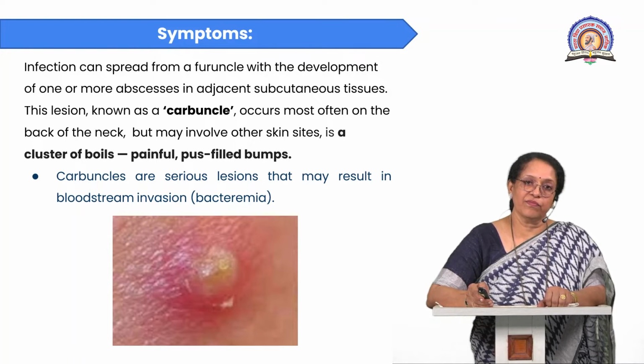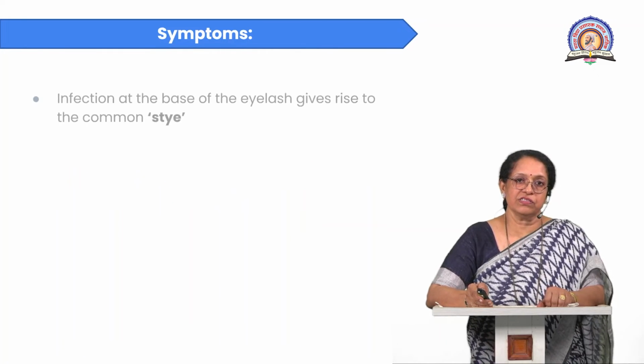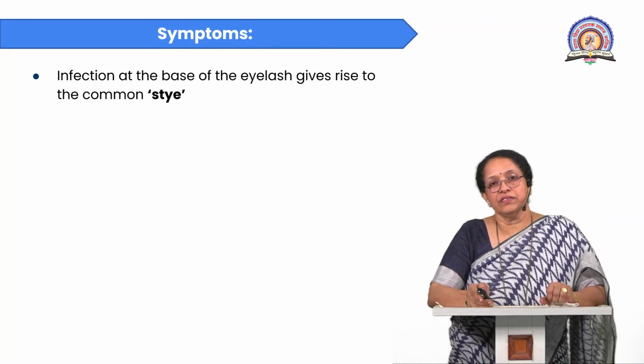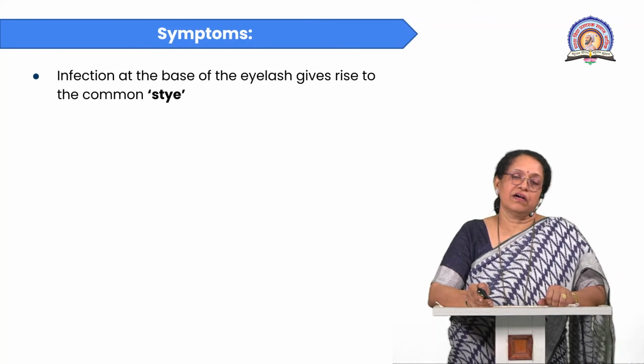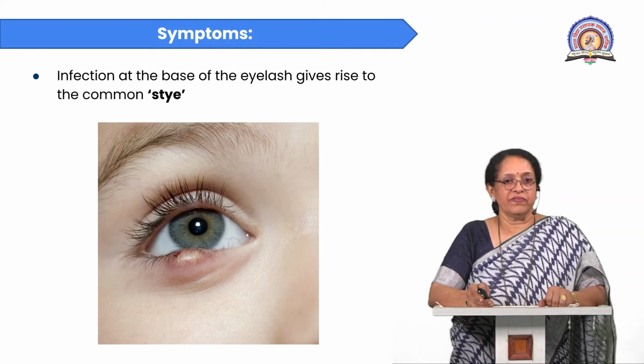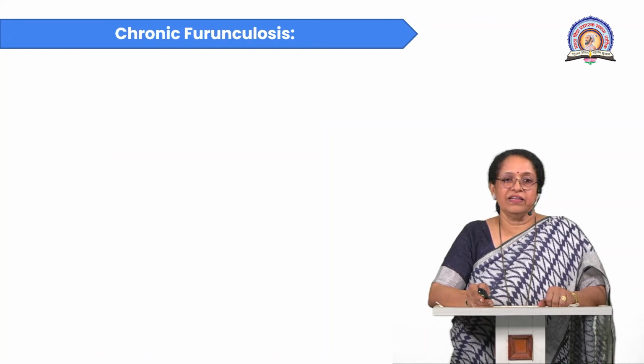Some other symptoms are also observed, like an increase in temperature, febrile illness, a fever or pyrogenic condition appearing in the patient. Not only this, this organism may infect eyelashes and give rise to a common infection of the eyelids, which is called a stye, that is, infection of the eyelids.